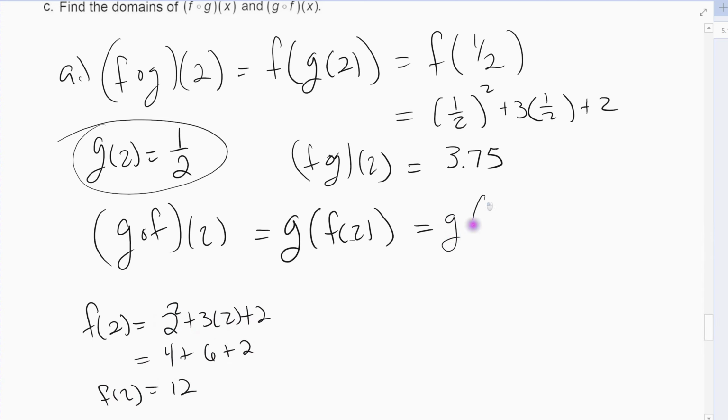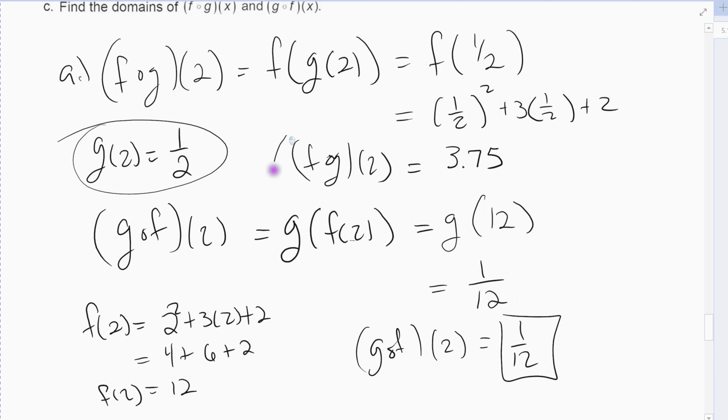f of 2 is 12. And then find g of 12. Well, g is just 1 over the x value, 12. And so g of f of 2 is 1 over 12. And so we do get different answers. They're not the same. If I write the fraction for 3.75, that's the fraction 15 over 4, which is different than the fraction 1 over 12. And so they're different. It matters which direction I plug in my functions. One direction gave me a bigger number than the other direction.